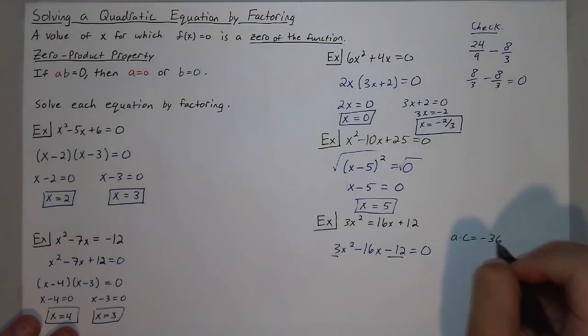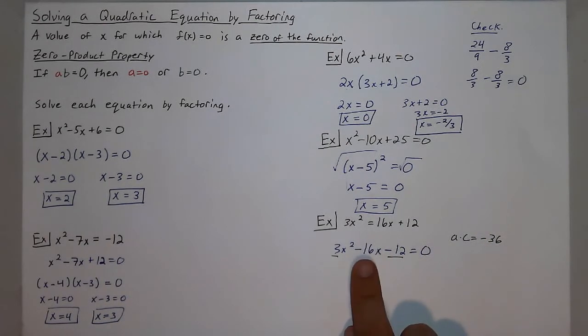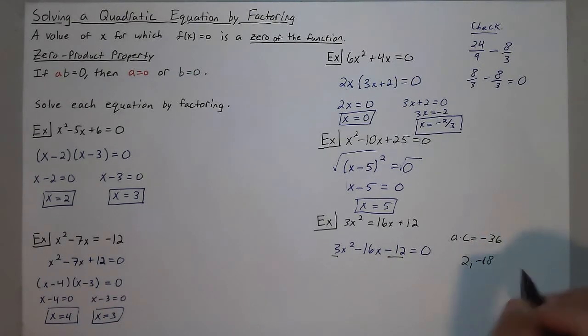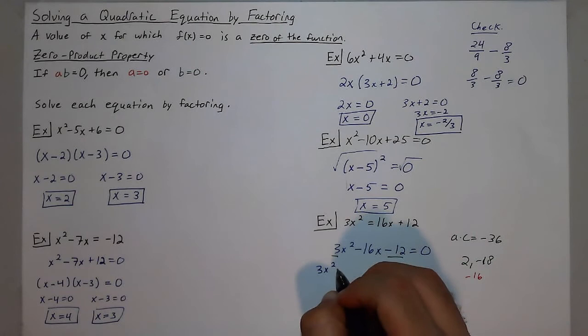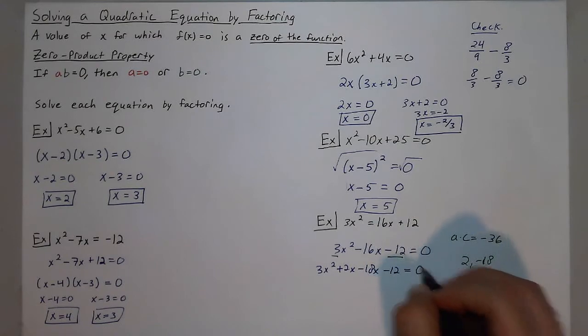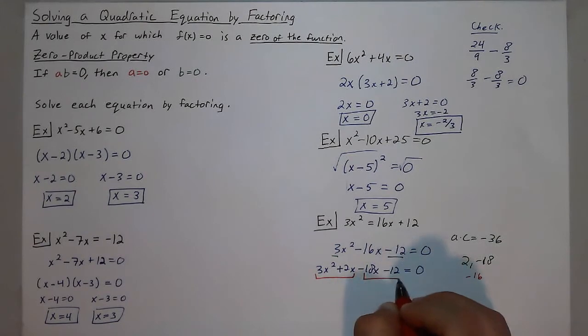me negative 36. And we need to find two numbers that multiply to negative 36, but then add to negative 16. That will be 2 and negative 18. Because 2 times negative 18 is negative 36. 2 plus negative 18 is negative 16. Now I'll use factoring by grouping, by splitting up that middle term into 2x minus 18x. And I'll still keep the 3x squared and the minus 12. And I'll group the first two terms together. And the last two terms together.